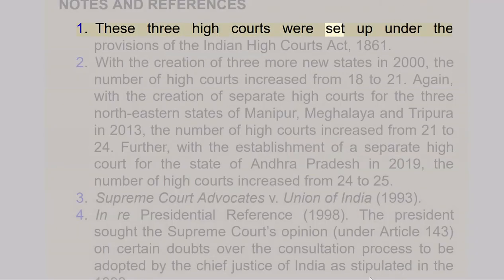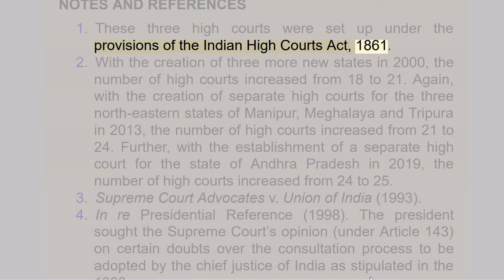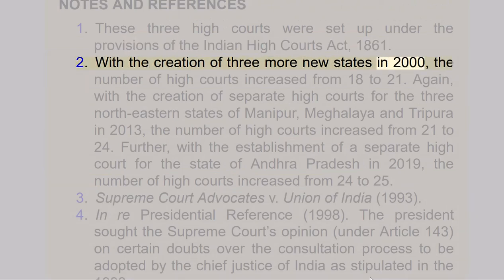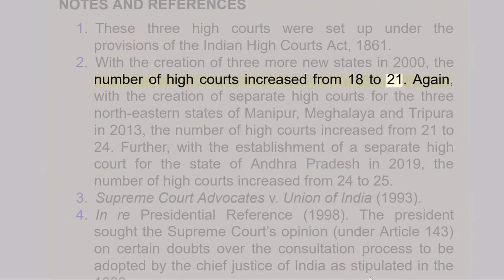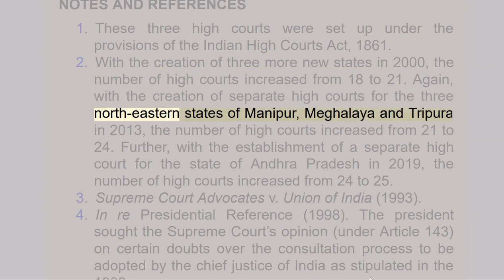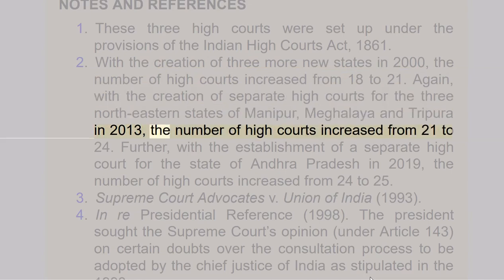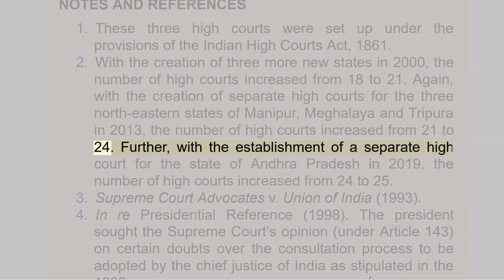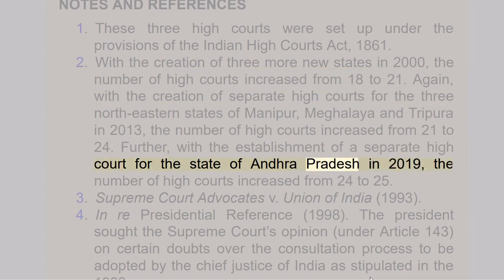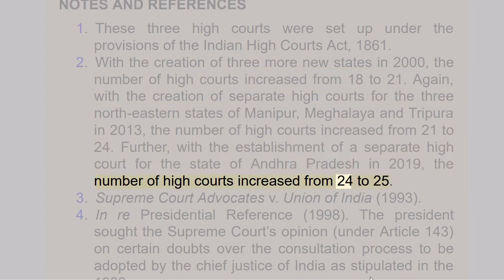Notes and references. 1. These three High Courts were set up under the provisions of the Indian High Courts Act, 1861. 2. With the creation of three more new states in 2000, the number of High Courts increased from 18 to 21. Again, with the creation of separate High Courts for the three northeastern states of Manipur, Meghalaya and Tripura in 2013, the number of High Courts increased from 21 to 24. Further, with the establishment of a separate High Court for the state of Andhra Pradesh in 2019, the number of High Courts increased from 24 to 25.